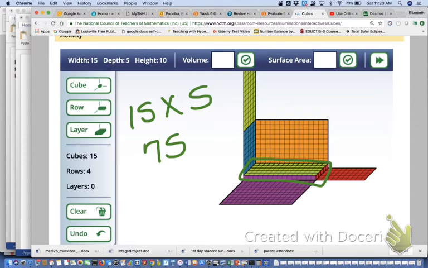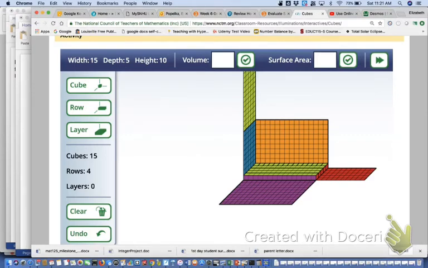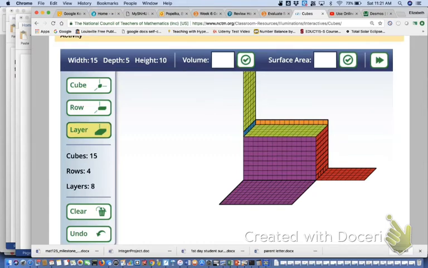Now I need to apply layers to fill up the entire box, and I do that by thinking about how tall it is. So we already know from the problem that the box is 10 units high. So that means we're going to need 10 layers of 75 cubes, or in other words, 75 times 10 to fill up the box. So if I've already filled it up with 1 layer, so 1, 2, 3, 4, 5, 6, 7, 8, 9, and 10. So I've now filled up the box all the way with cubes.